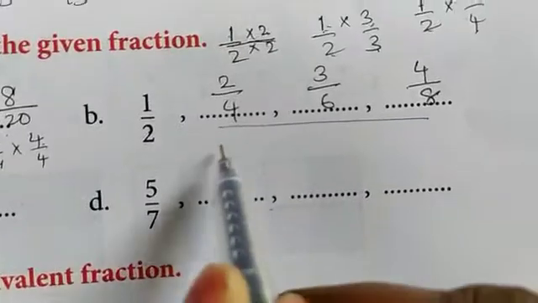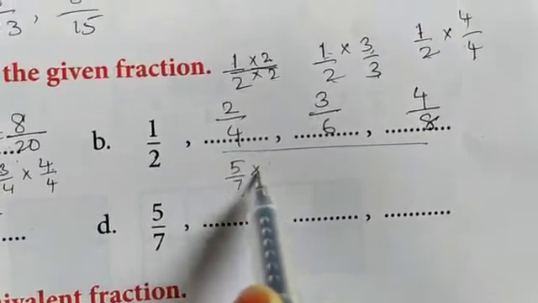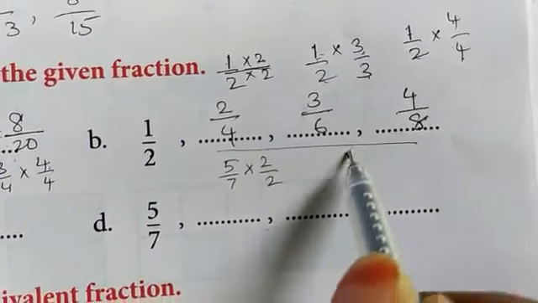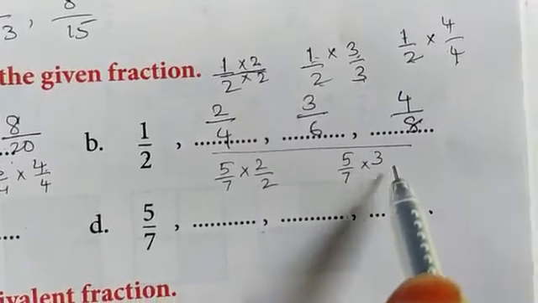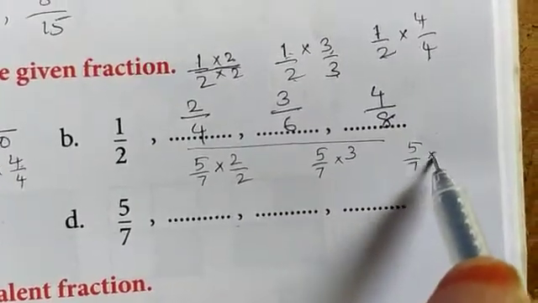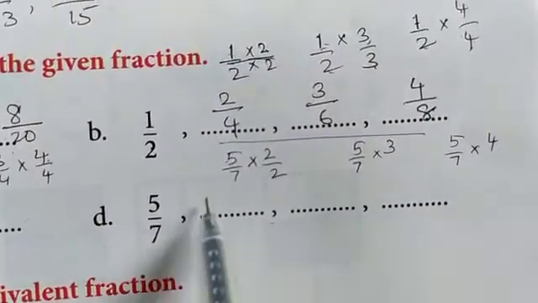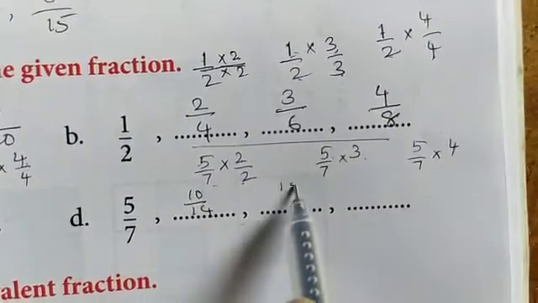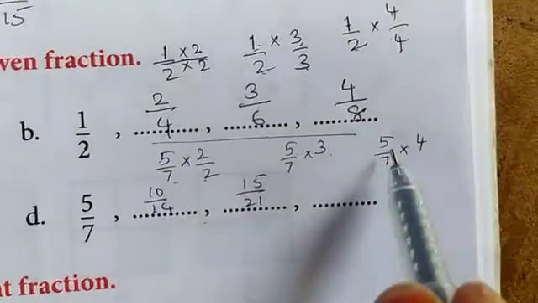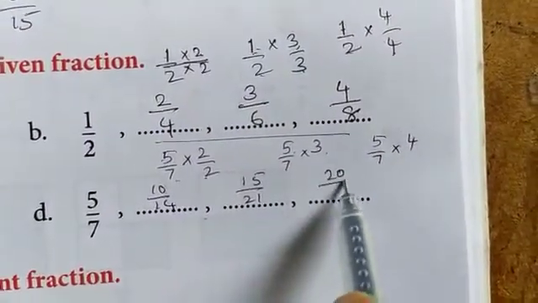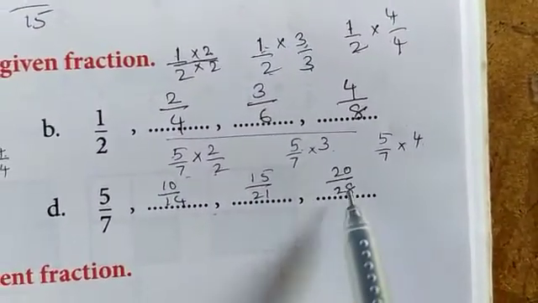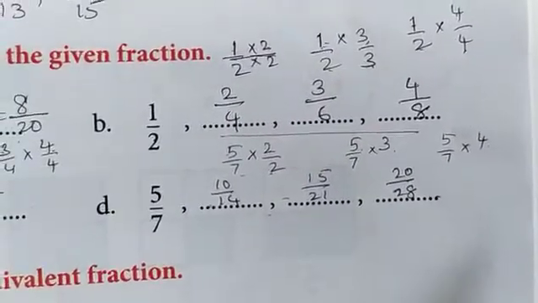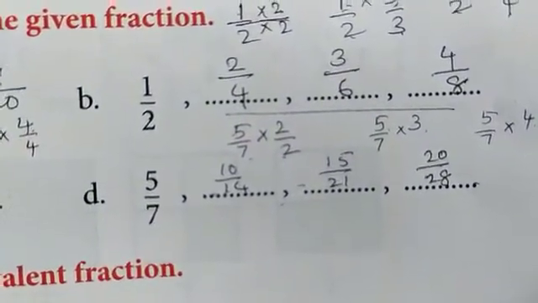Now 5 by 7 multiply with 2. 5 by 7 multiply with 3. 5 by 7 multiply with 4. 5 2s are 10, 7 2s are 14. 5 3s are 15, 7 3s are 21. 5 4s are 20, 7 4s are 28. So in this way we can find the equivalent fractions.